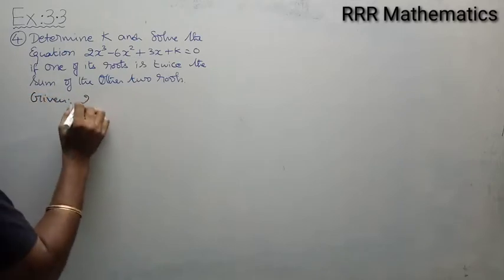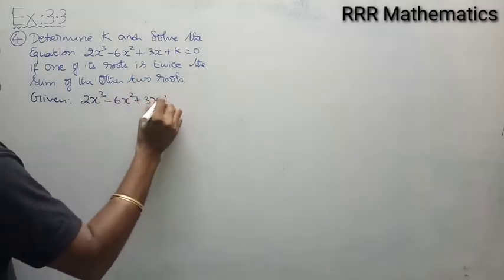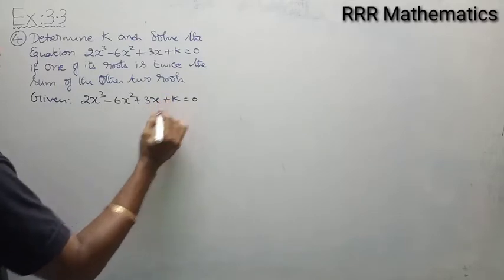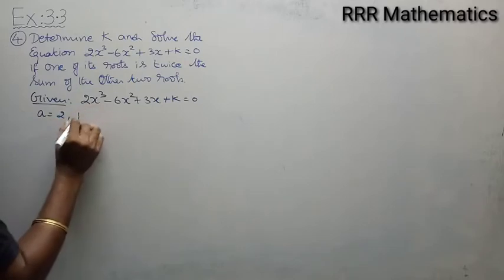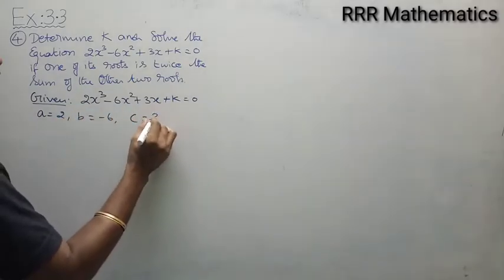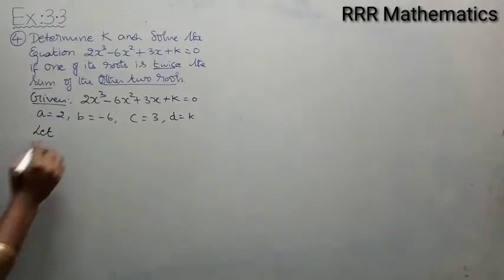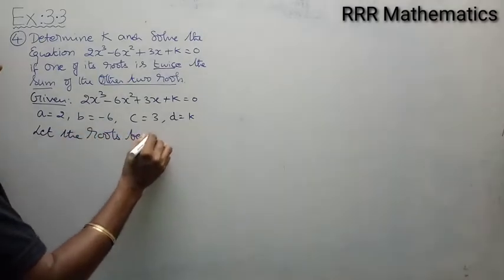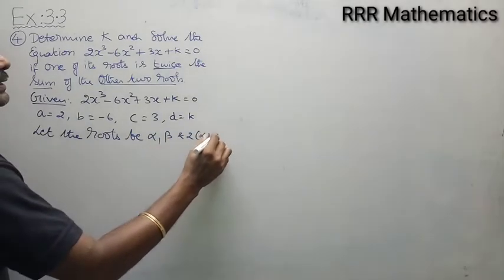Given 2x cubed minus 6x square plus 3x plus k equal to 0. Now a will be the x cube coefficient, b will be the x square coefficient, minus 6, c will be the x coefficient, and constant d will be k. Let the roots be alpha, beta and 2 times alpha plus beta.